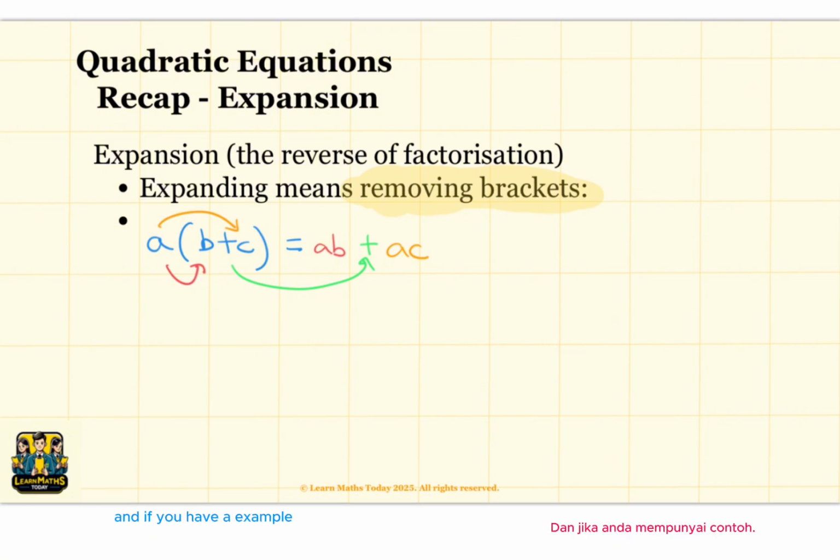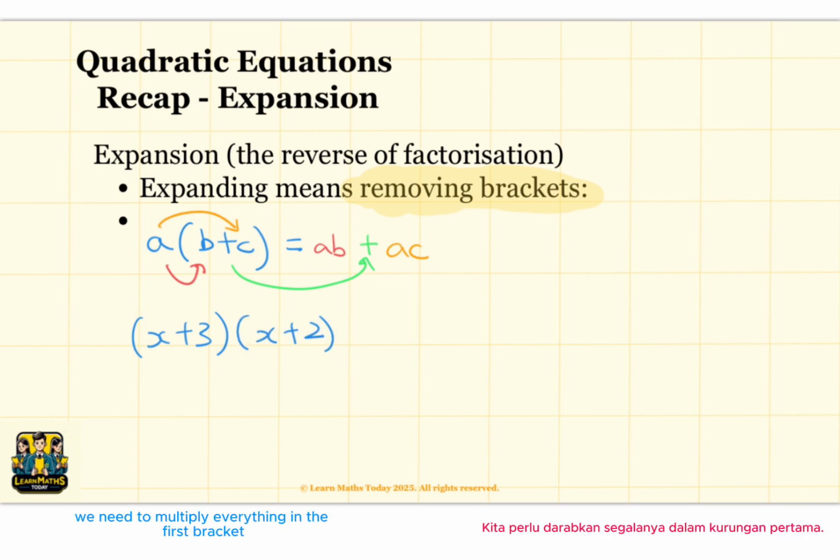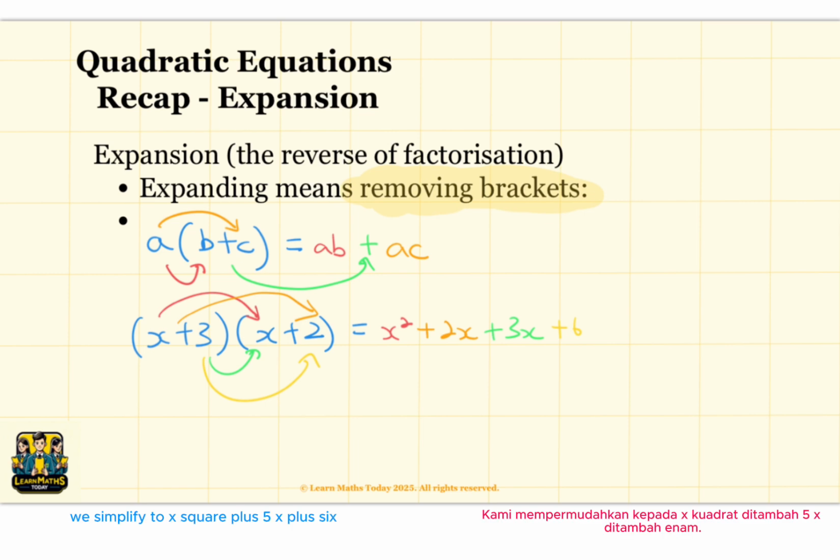And if you have an example of two brackets, like open bracket x plus 3 close bracket multiplied by open bracket x plus 2 close bracket, we need to multiply everything in the first bracket by everything in the second. This will give us x squared plus 2x plus 3x plus 6. We simplify to x squared plus 5x plus 6.